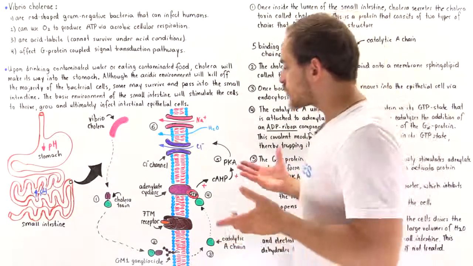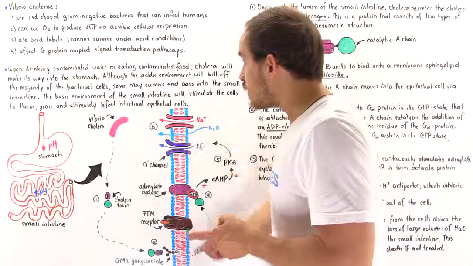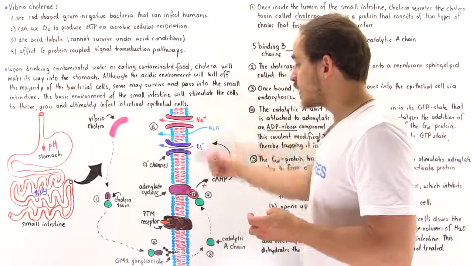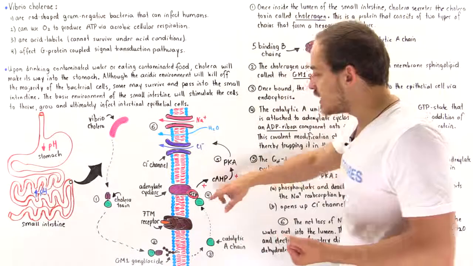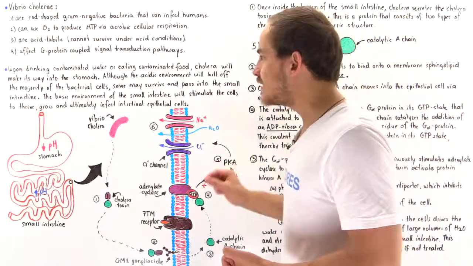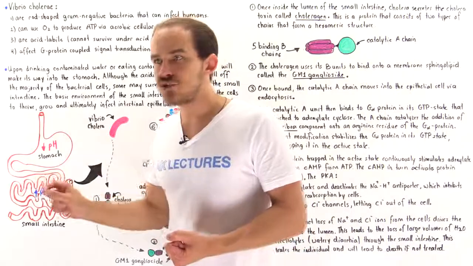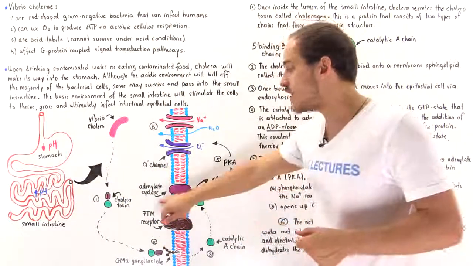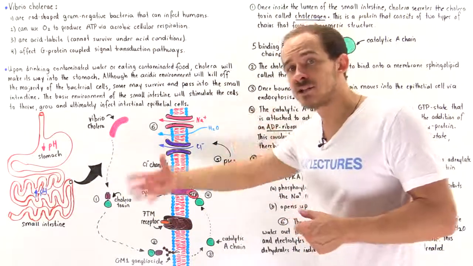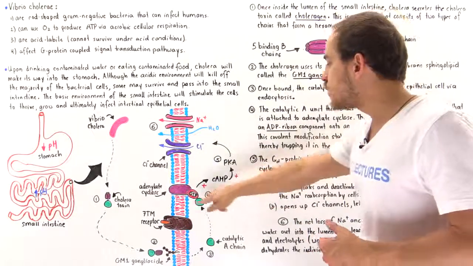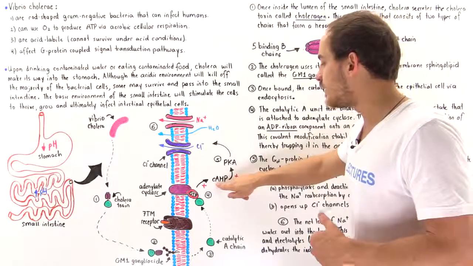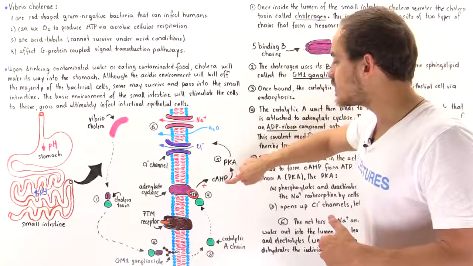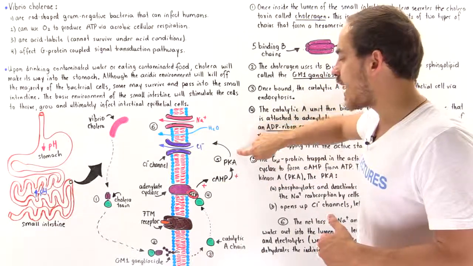So let's suppose that our G protein coupled signal transduction pathway is actually turned on. And so what that means is this G protein is in its GTP phase. And so it is bound onto the adenylyl cyclase and it continually stimulates the cyclase to basically produce the cAMP, the cyclic adenosine monophosphates, which stimulate the PKA.